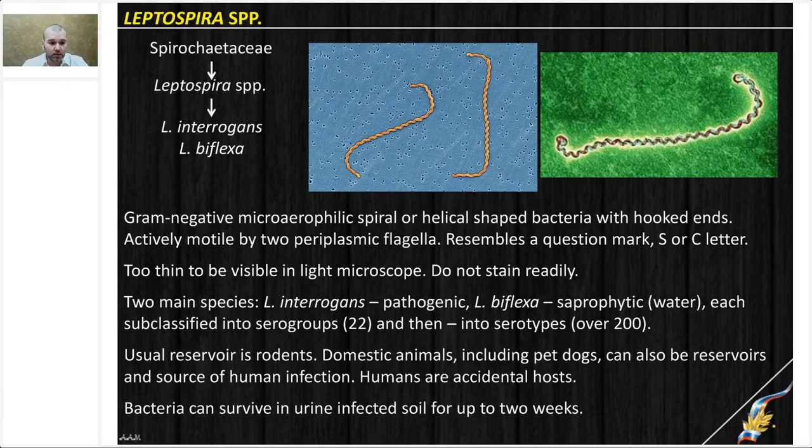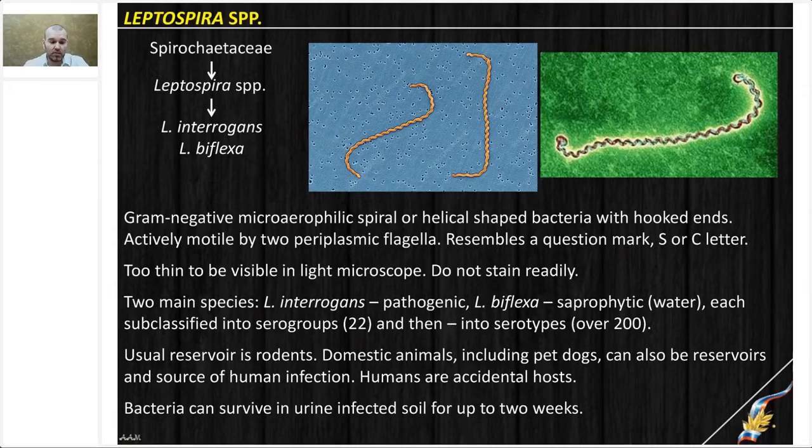On the next slide, we will talk again about microscopic techniques to identify that bacteria. The microorganisms have two periplasmic flagella which are connected to both poles of the microorganism. That's why it has such a unique shape. Leptospira interrogans is the main pathogenic species of Leptospira, and the second one, biflexa, is a saprophytic species. It is widely distributed in water, in different aquatic reservoirs, and is not associated with any human diseases.